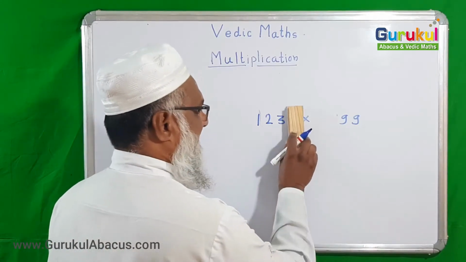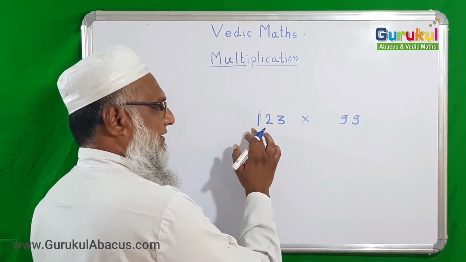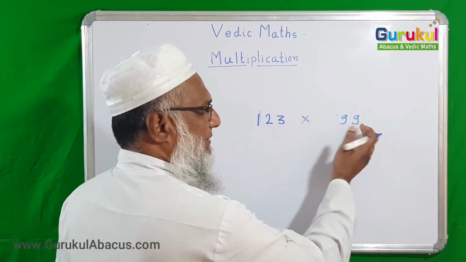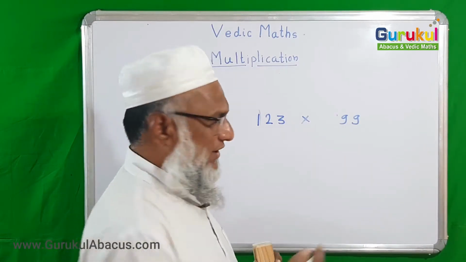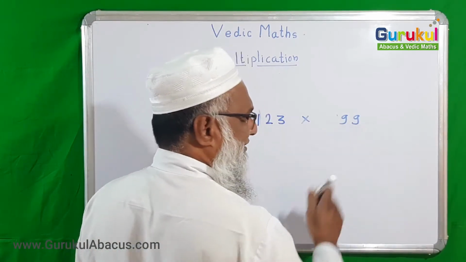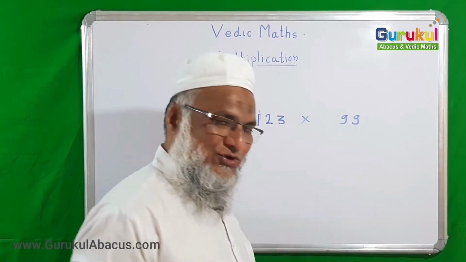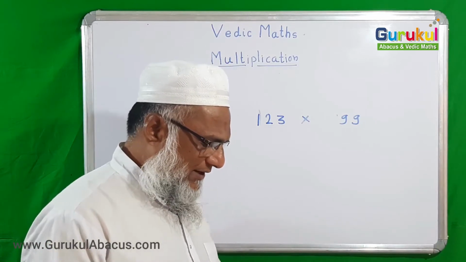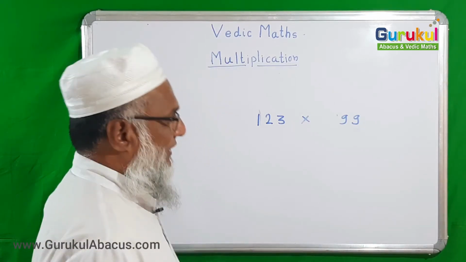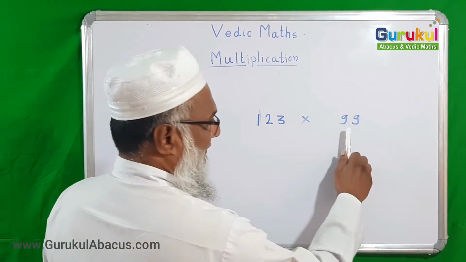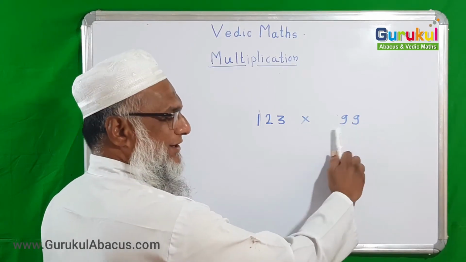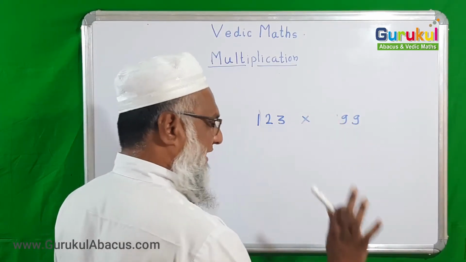For example, firstly we will take a simple example. Suppose we have taken 123 multiplied by 99. Here the greatest number has only 2 digits, and the other number has 3 digits. So in this situation our solving would be a little different and very simple. Okay, what are we doing? Here we are imagining how many digits are in the greatest number? 2 digits. That is to keep in mind.